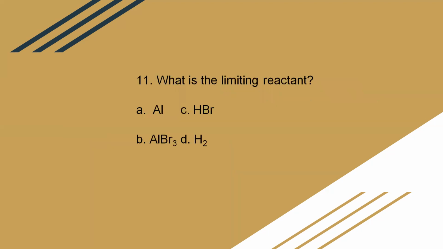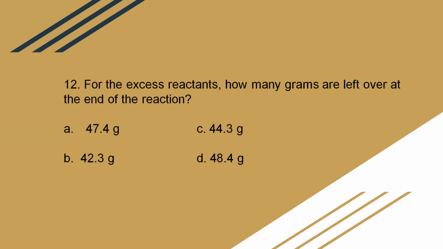11. What is the limiting reactant? A, aluminum, B, aluminum bromide, C, hydrogen bromide, D, hydrogen gas. 12. For the excess reactants, how many grams are left over at the end of the reaction? A, 47.4 grams, B, 42.3 grams, C, 44.3 grams, D, 48.4 grams.